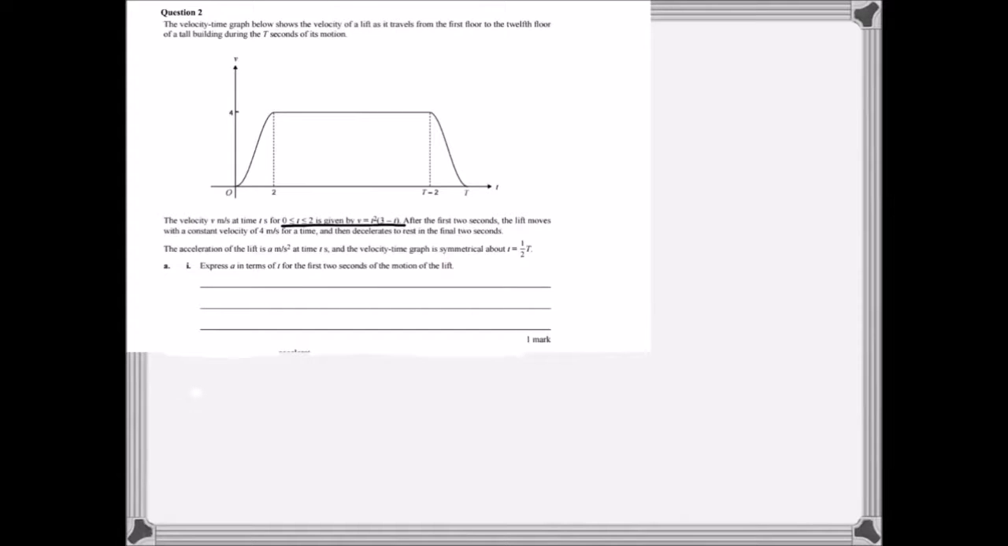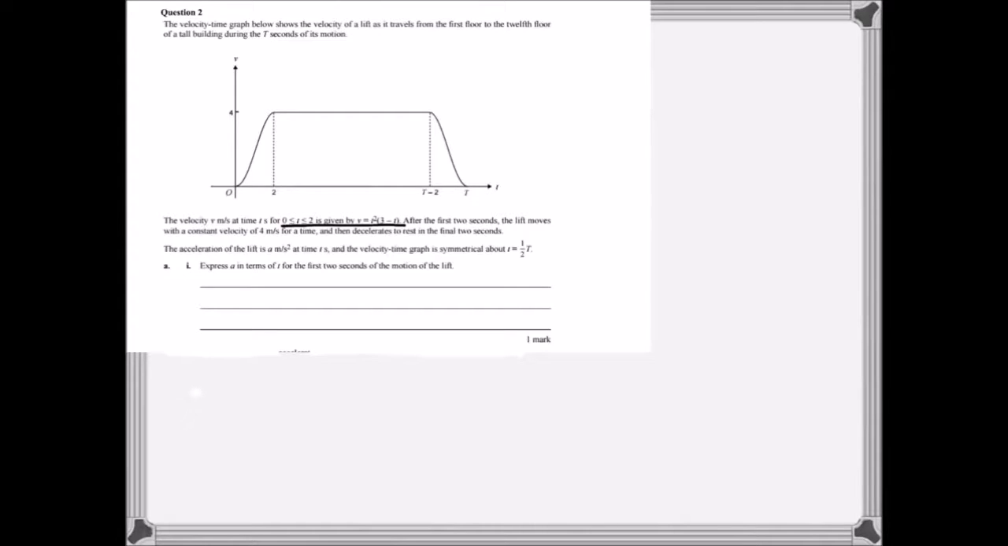The acceleration of the lift is a. The velocity time graph is symmetrical about t equals a half t. There's a lot of information there, and we have to ask ourselves, is it really that important? Let's look at the question. Part A: express a in terms of t for the first 2 seconds of the motion of the lift.